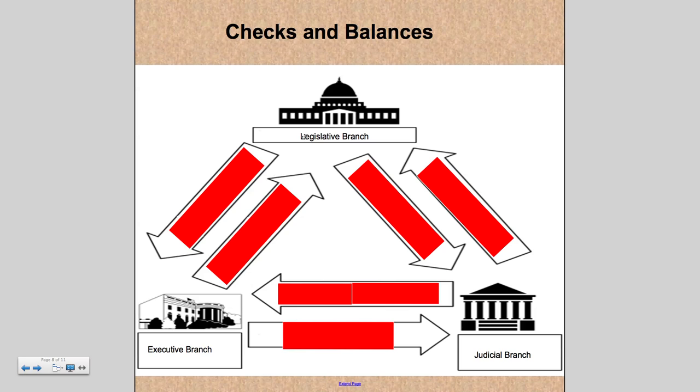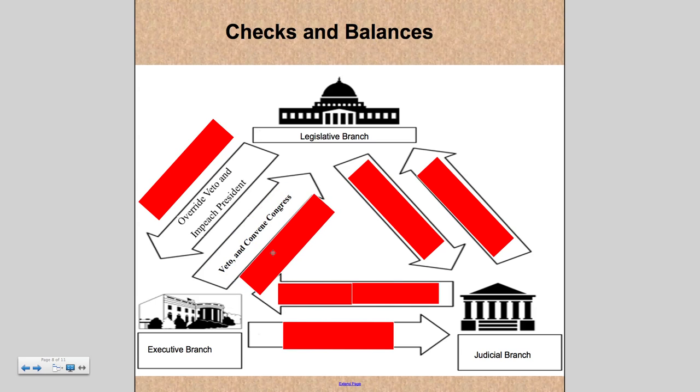Now we're going to be looking at checks and balances. This arrow is going to point to powers that the legislative branch has that actually checks the powers of an executive branch. The legislative branch has the power to override vetoes that the executive branch makes, and they can impeach the president, which means kick him out of office. Whereas the executive branch has the power to veto laws that the legislative branch makes, and also has the power to tell when Congress meets.